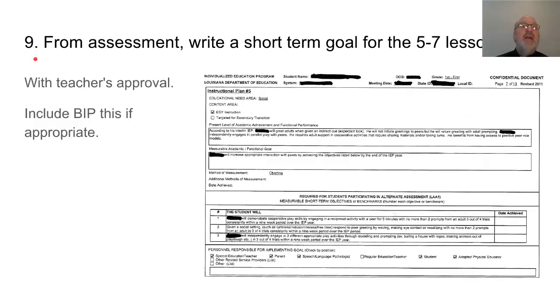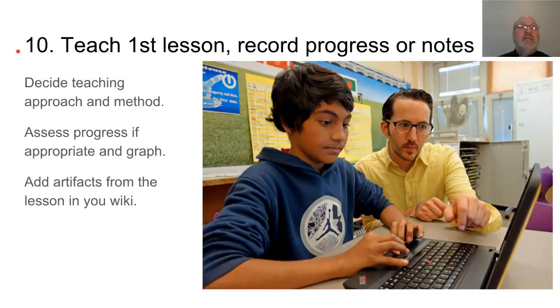Number 9, with the teacher's approval, include the BIP. If this is not appropriate, just address that there wasn't an issue. But if there is, can you have a copy of the plan with the names redacted? And this, of course, is what redacted means. And you may need to implement some of this in your work with the student. But again, you're going to address this for number 9.